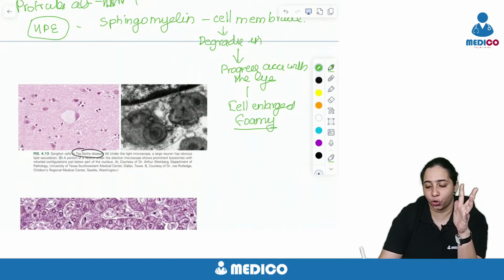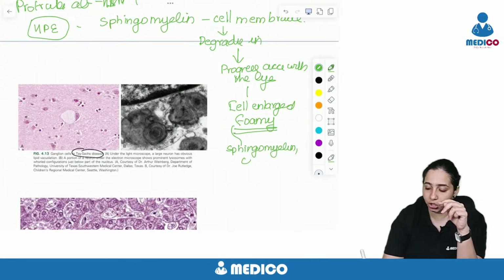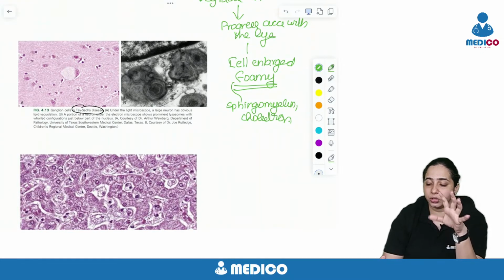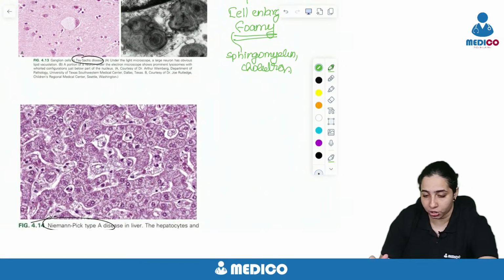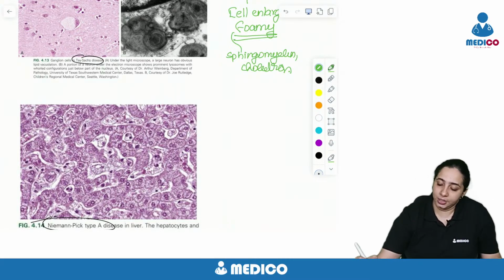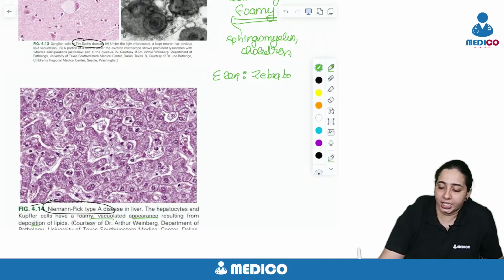What do you mean by foamy? Foamy means bubble-like or vacuolated. Okay, so this foamy appearance is because of sphingomyelin deposition or cholesterol deposition. Okay, now that is what you see in normal microscopy. So in electron microscopy, you have a very characteristic appearance, that is zebra body appearance.